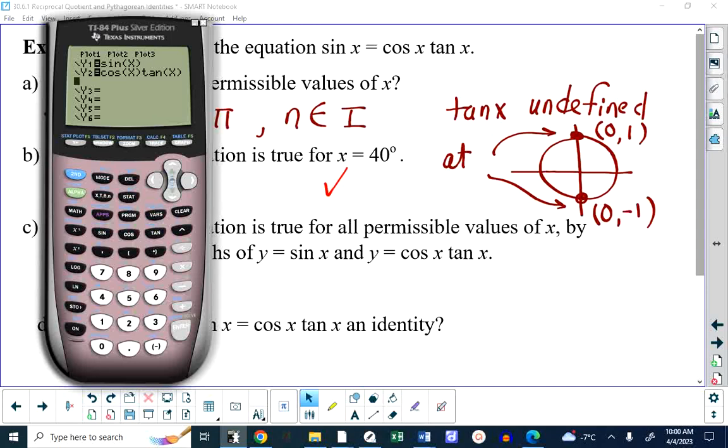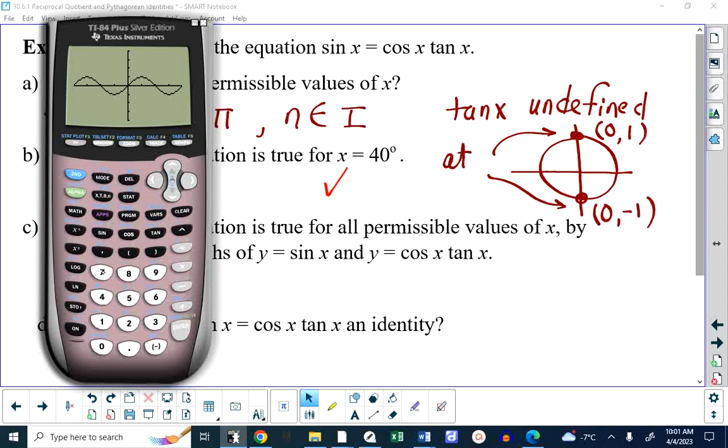So I'm going to go zoom trig. Now I happen to be in degrees, but I don't care. Zoom trig. There's y equals sine of x. No, I don't see y equals cos of x tan of x. That's because it's right on top.